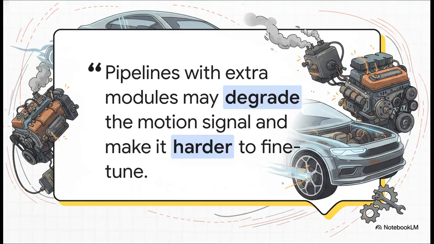On top of all that, a lot of these older methods forced you to add these clunky external modules onto the AI model. The researchers have a great analogy for this. It's like trying to bolt a brand new engine onto a car that's already finished. It's clumsy, it often breaks things, and it can even mess up the very motion instructions you're trying to send in the first place. Not to mention, it makes the whole system a nightmare to train.